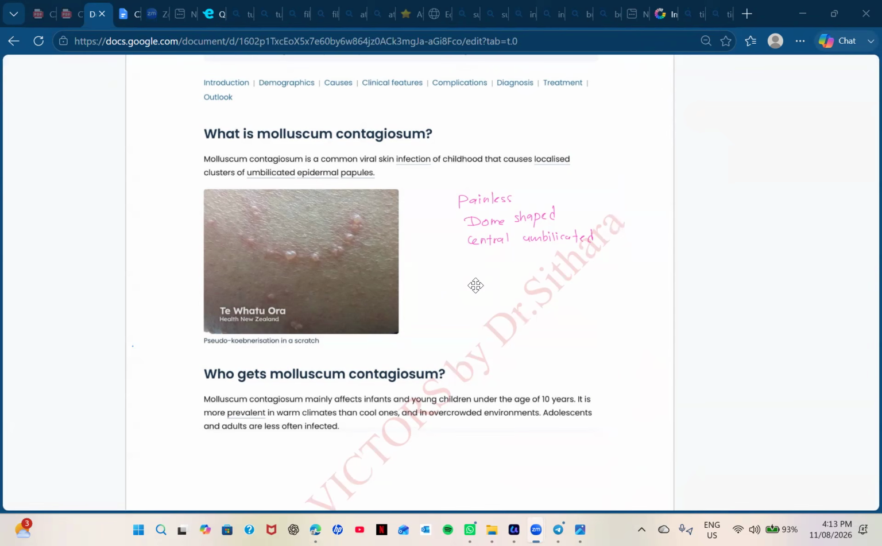Usually you can see it in the pediatric population, right? Yes, you have to be very hygienic and should not share personal items, right? The hygiene is the one that you should consider.